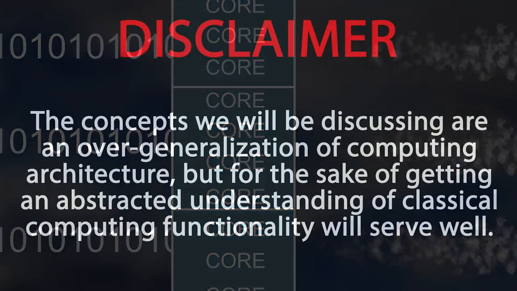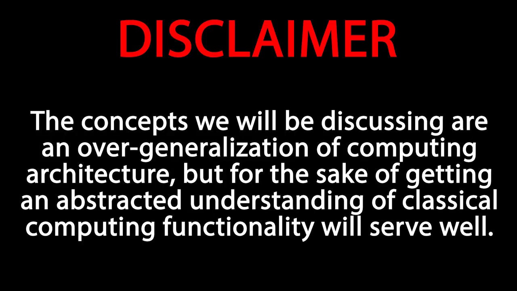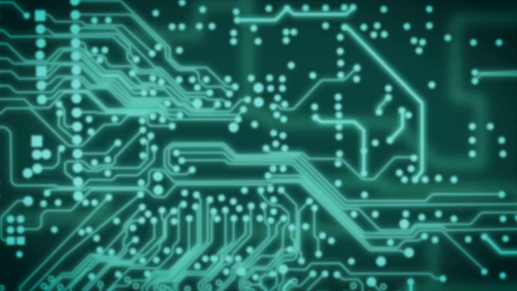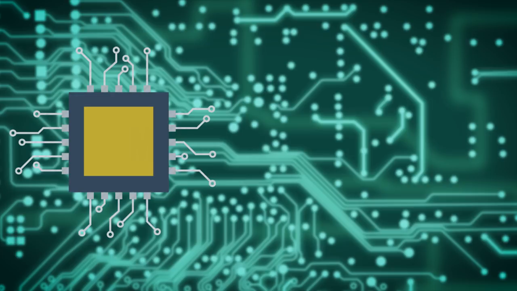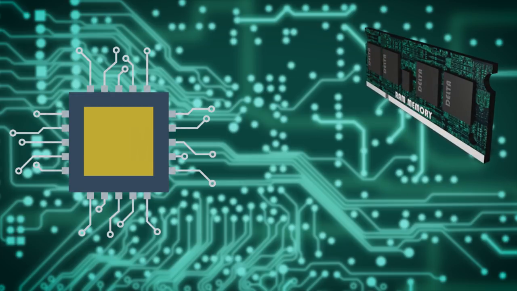As a disclaimer, the concepts we will be discussing are an overgeneralization of computing architecture, but for the sake of getting an abstracted understanding of classical computing functionality, they'll serve well. Alright, so first let's bring in the central processing unit. The CPU is the brains of the computer. Let's also bring in memory, the RAM. This is where the CPU accesses stored information it needs.